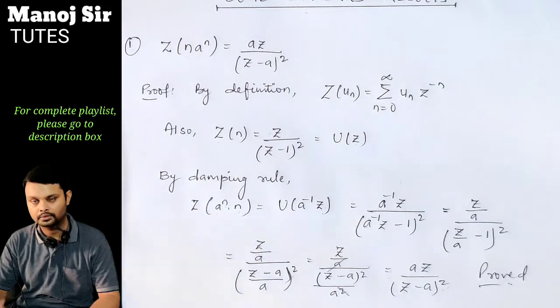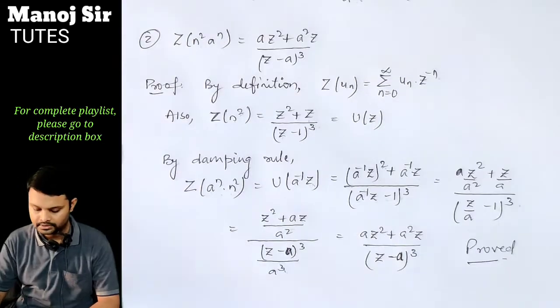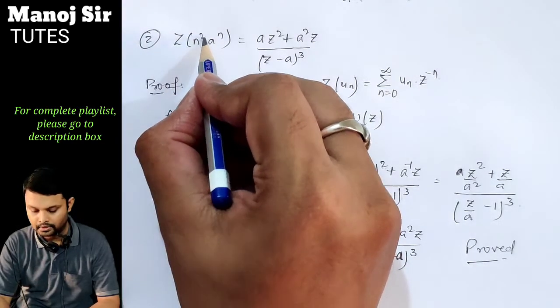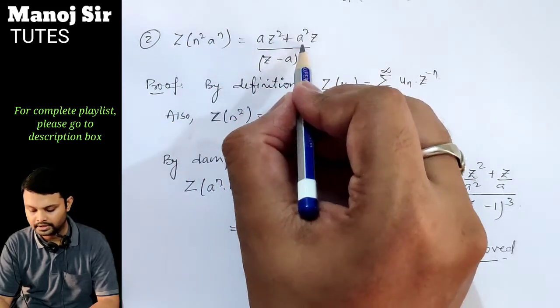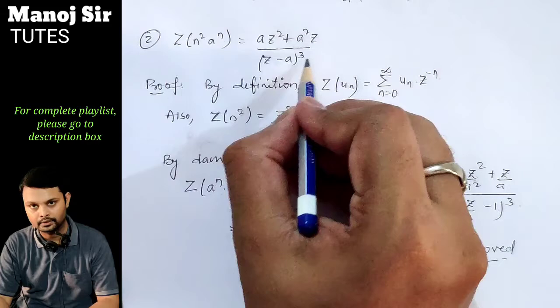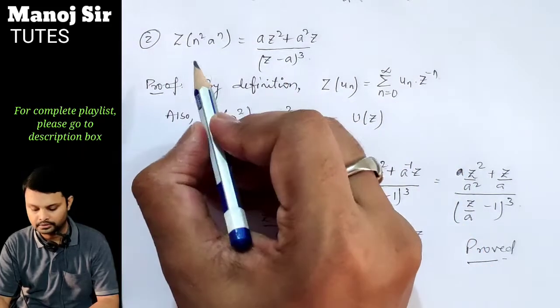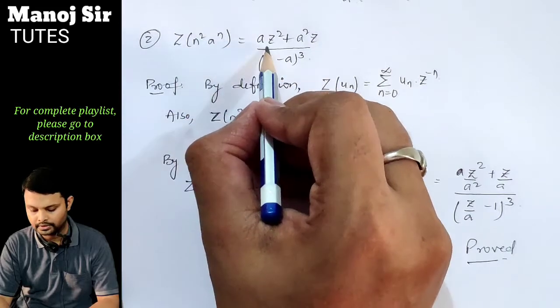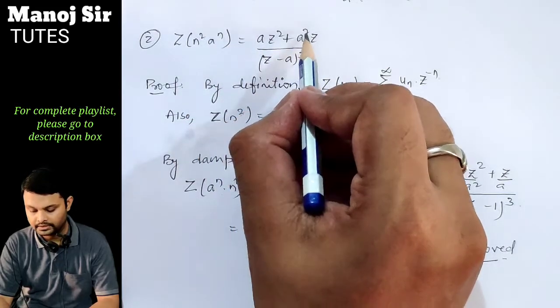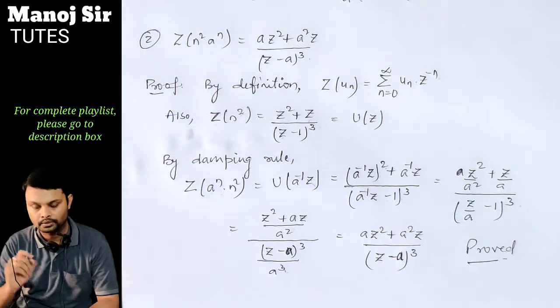Now we'll come to the second part. The second part says the Z transform of n to the power 2 into a to the power n is equal to (a z square plus a square z) upon (z minus a) whole cube. I repeat this once again. Z transform of n square into a to the power n is equal to (a z square plus a square z) upon (z minus a) whole cube.